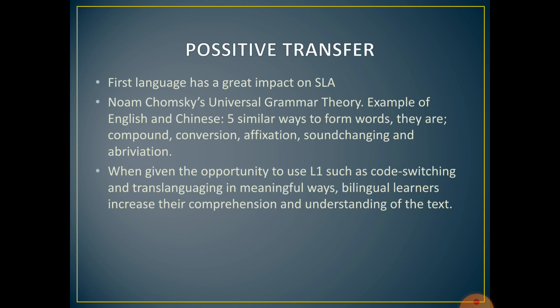There are many benefits of the first language. The concept of universal grammar theory can be seen in the example of English and Chinese. If English learners learn Chinese, they will be able to understand the similar ways to form words, and vice versa from Chinese to English. And when given the opportunity to use the first language, such as code switching and translanguaging, in meaningful ways, bilingual learners increase their comprehension and understanding of the text.